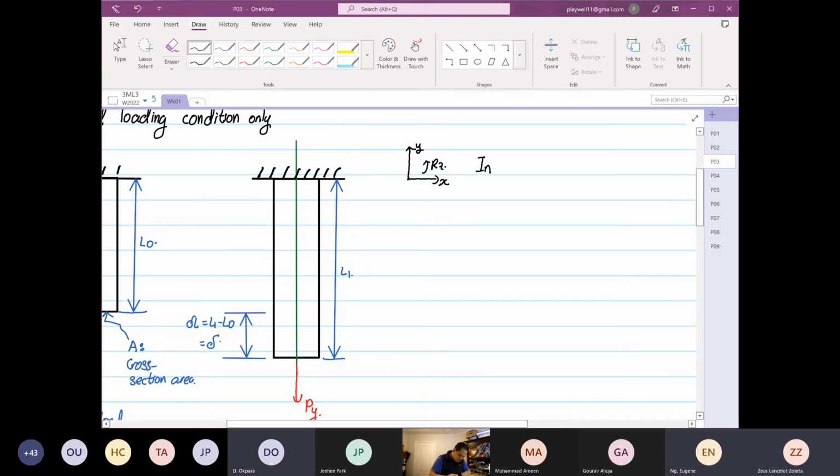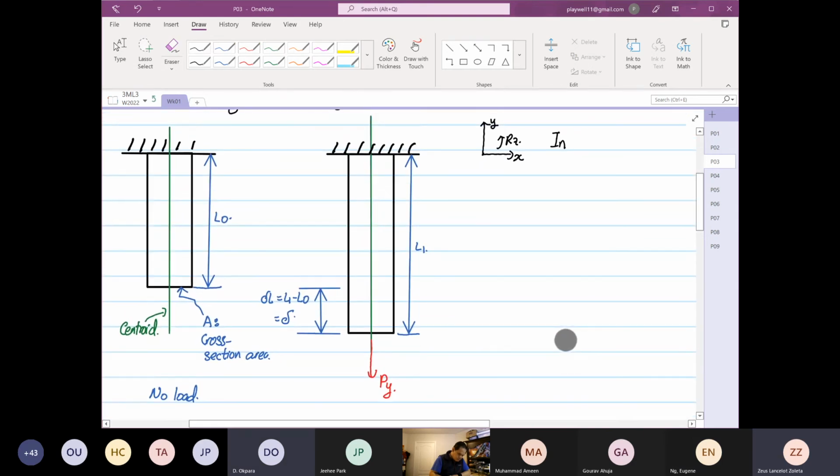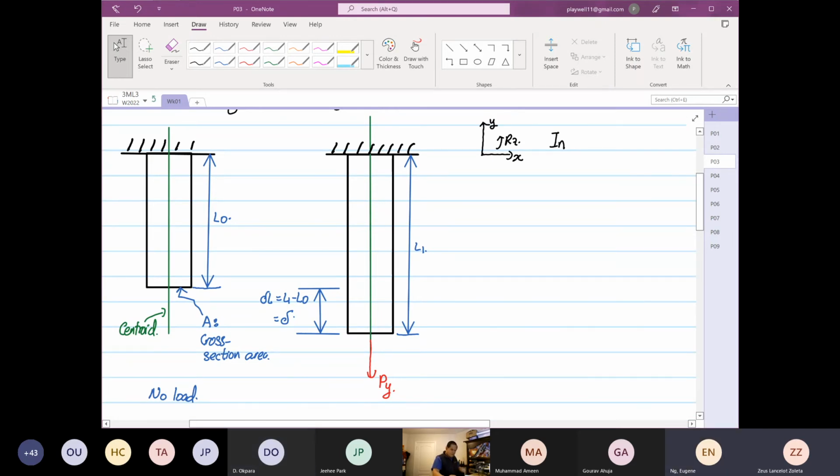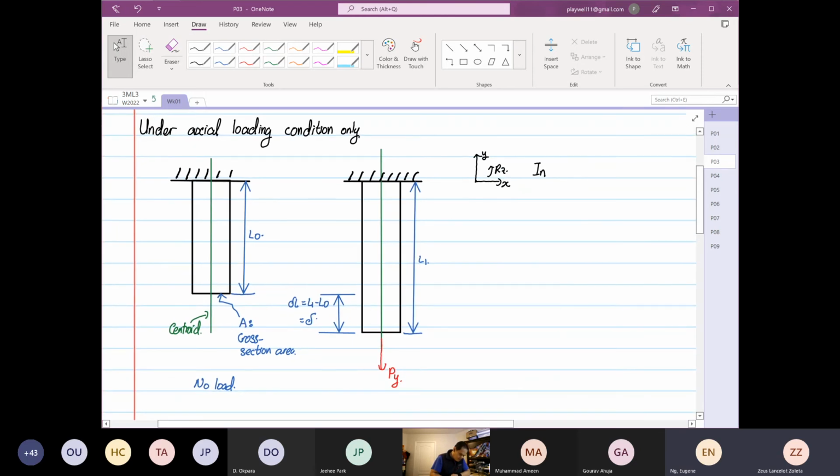Sir, sorry, is it possible to stay zoomed out while you do the notes? I can't because of the writing. Okay, I'll try to not zoom in and out so often.